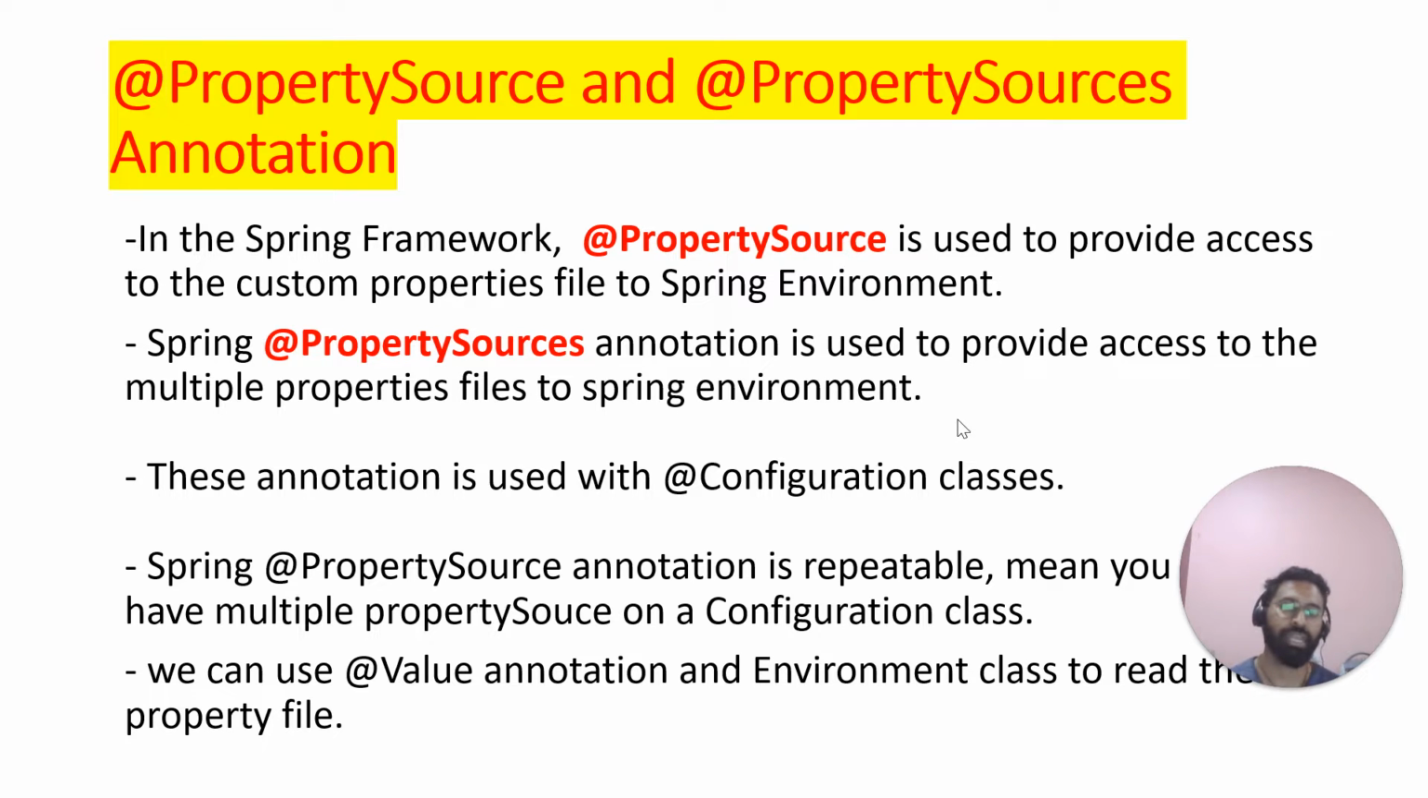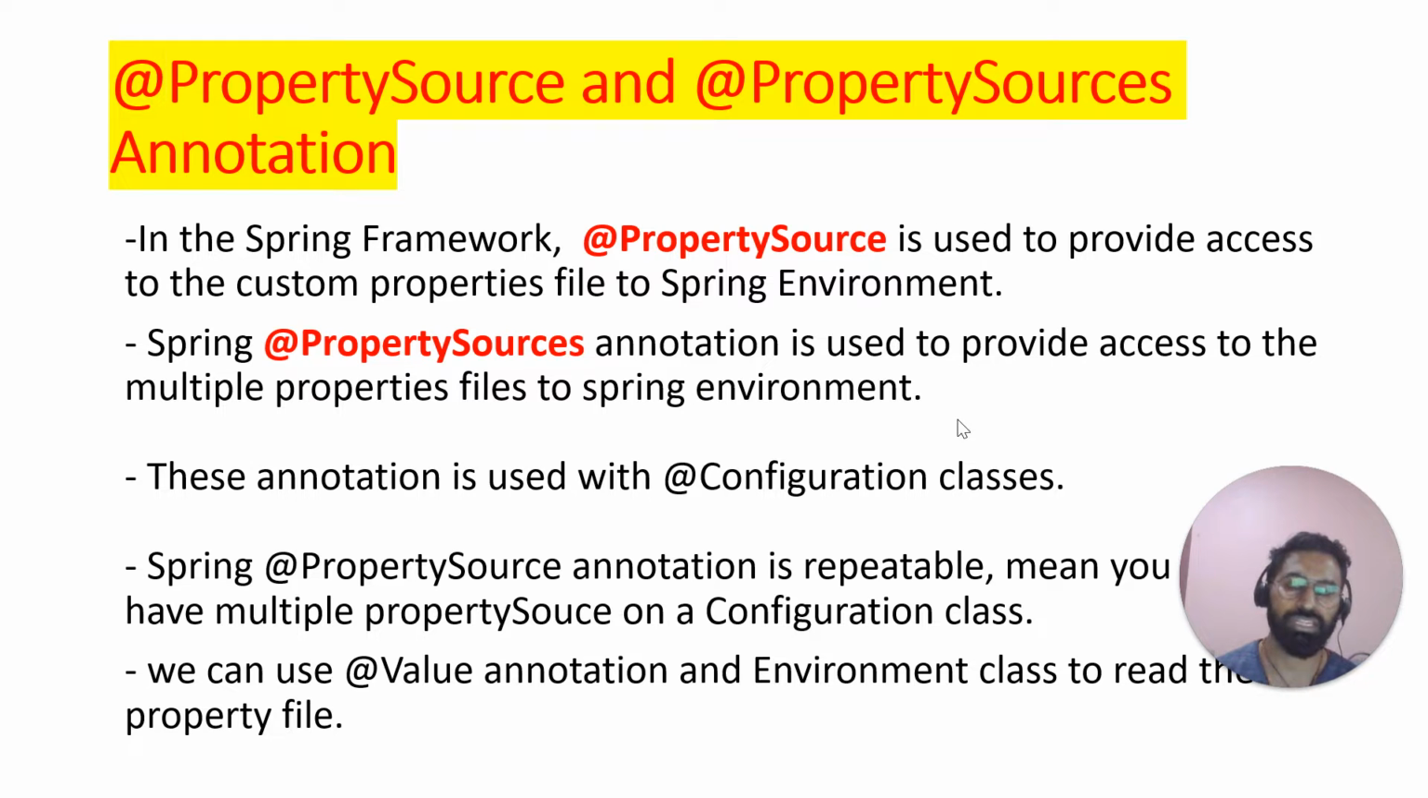We know that in a Spring application, the application property file is used automatically by the Spring container. So let's say a scenario where you want to create your own custom property file. Then, to get access to the properties of the custom property file, you need the annotations @PropertySource and @PropertySources. These two annotations can be defined in the configuration class, and they are used to provide the environment access to the custom properties file.